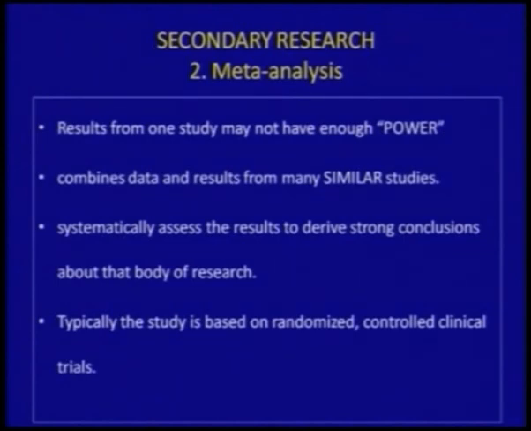So the second group of secondary research is called meta-analysis. As we all know, there are some diseases or some procedures where the results from one study may not have enough power to say strongly that it is a very good intervention or a very bad intervention. So in meta-analysis, what we do is we combine the data and results of many similar studies. Then we have a statistical process to systematically assess the results to derive strong conclusions about the paper. The best meta-analysis is one where randomized control trials on that particular topic are retrieved. All the results from these 7 or 8 papers are combined together to get the result.